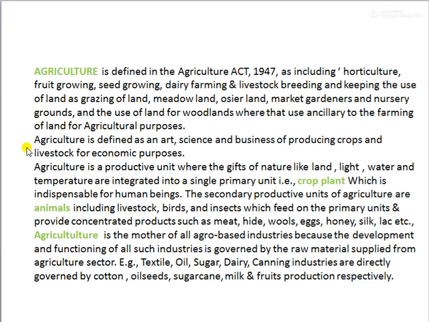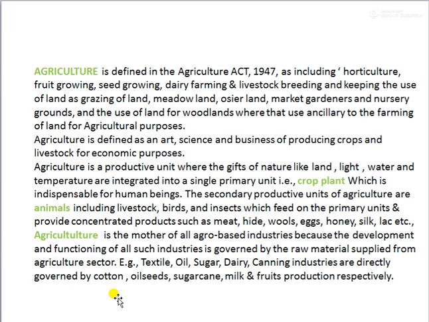Second one, agriculture is defined as an art, science and business of producing crops and livestock for economic purposes. Agriculture is a productive unit where the gifts of nature like land, light, water and temperature are integrated into a single primary unit, that is a crop plant, which is indispensable for human beings. The secondary productive units of agriculture are animals including livestock, birds and insects which feed on the primary unit and provide concentrated products such as meat, hide, wool, eggs, honey, silk, lac, etc.